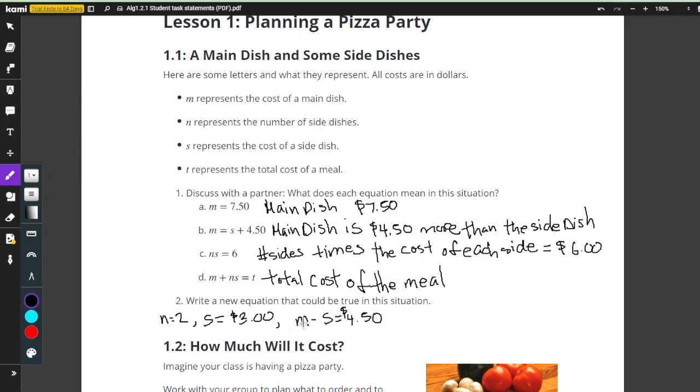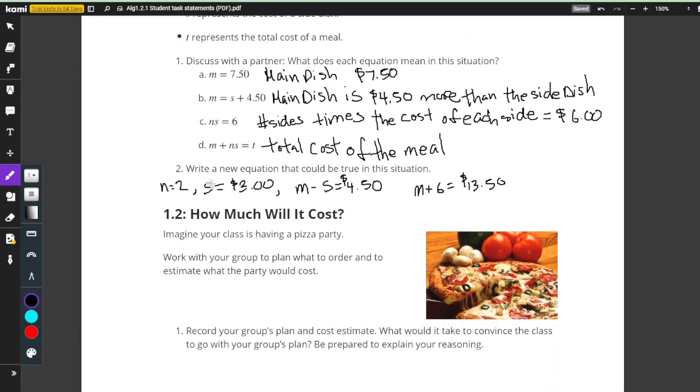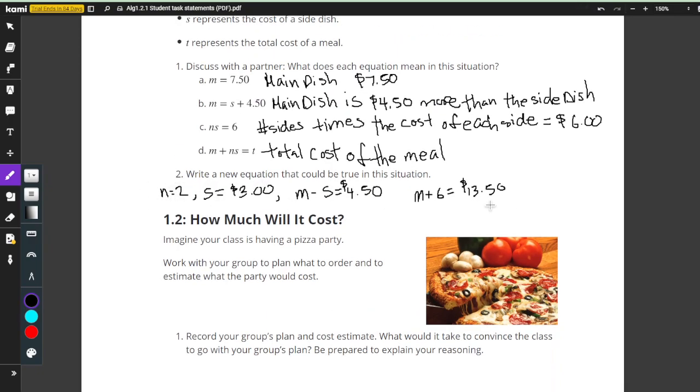Okay, so the difference between the main dish and the side dish is $4.50. And last but not least, we can probably take the total cost of the meal plus $6 is equal to $13.50, which we talked about. So those are our new equations that we can write down. All right, there we have it. New equations.